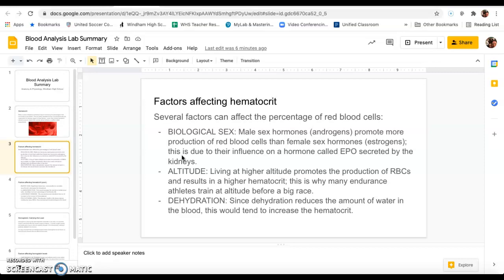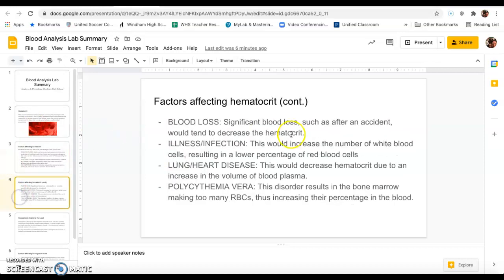Dehydration can also affect hematocrit because as a percentage of the total volume of blood, if there's less water, that means there's more cells and more red blood cells. You can often have a decreased hematocrit after significant blood loss. If you have an accident, if you lose a lot of blood, if you haven't yet had it transfused back, that would tend to decrease the hematocrit.